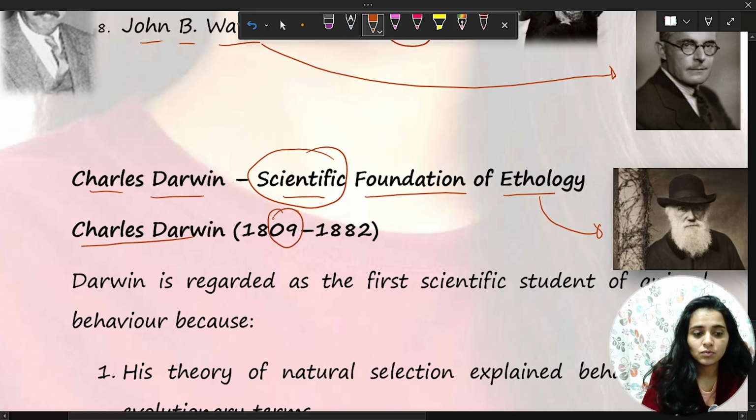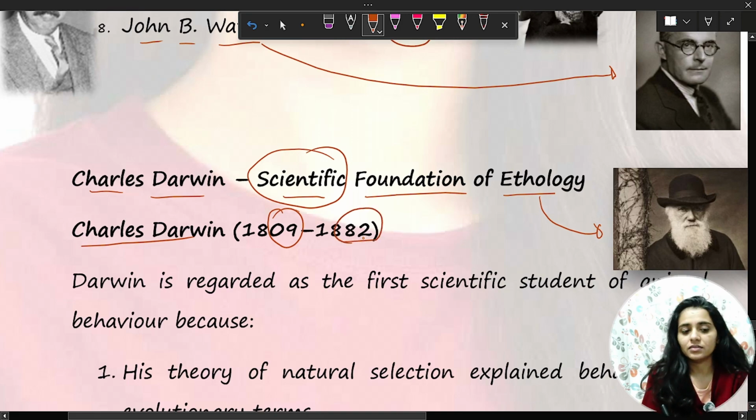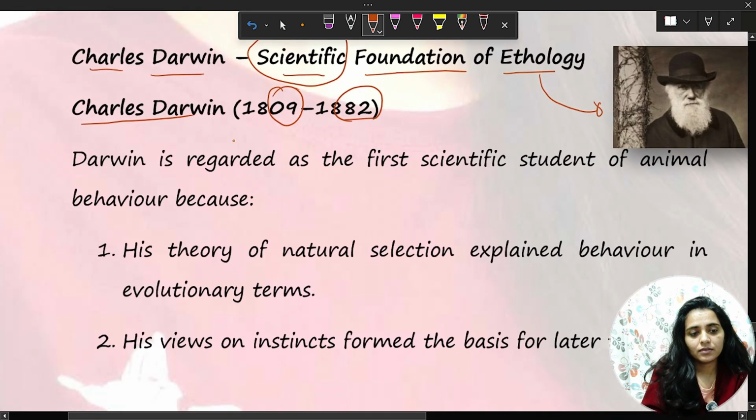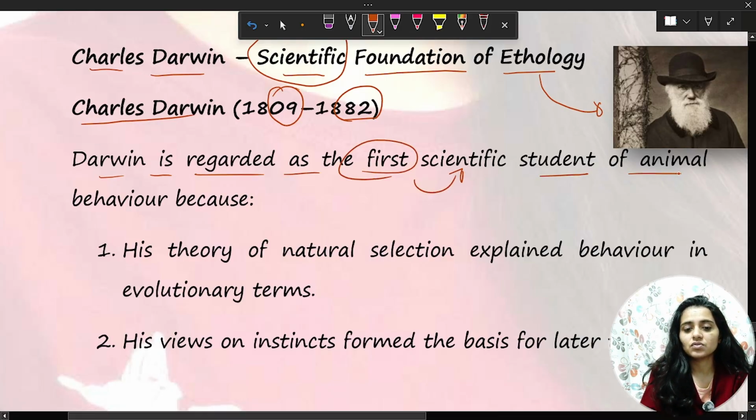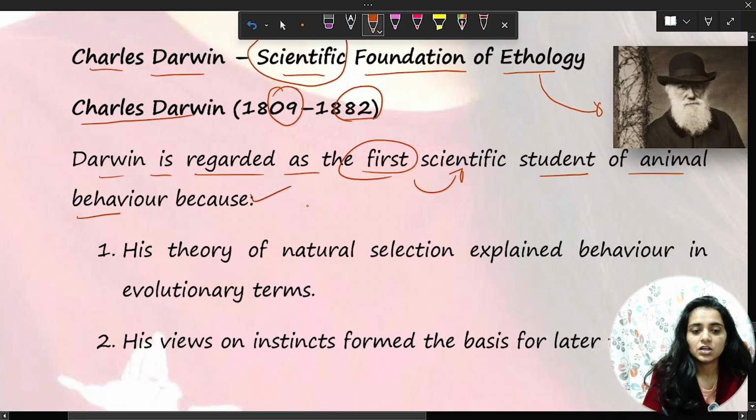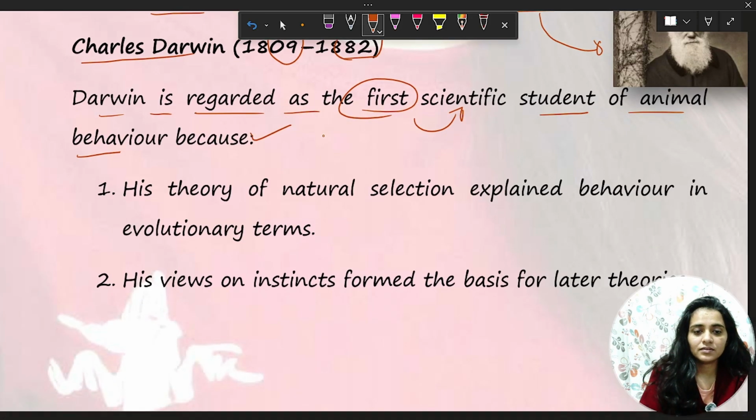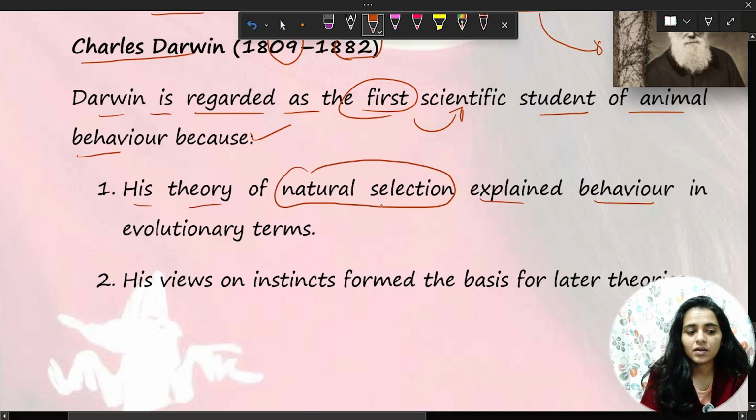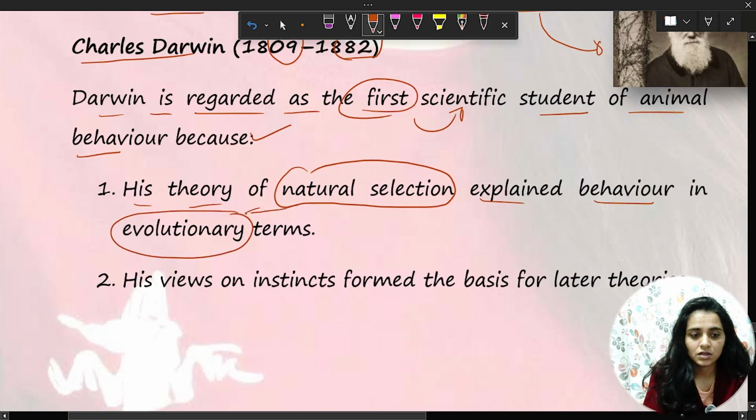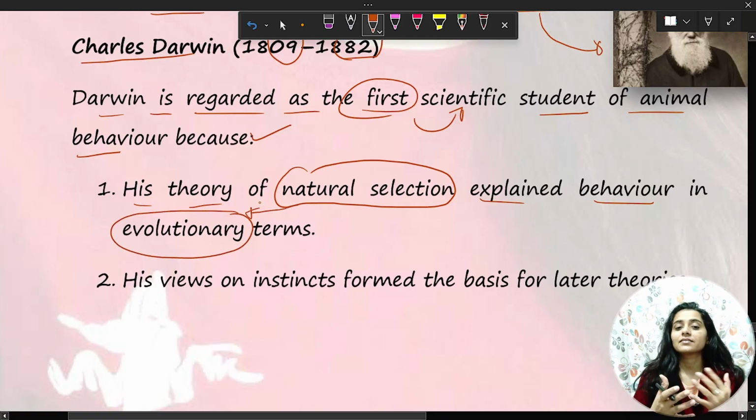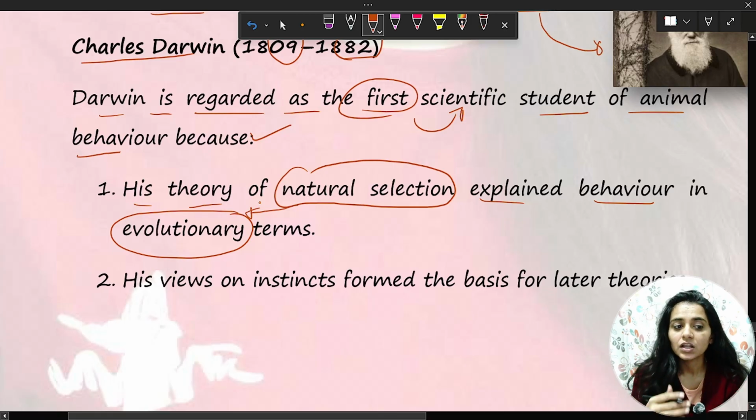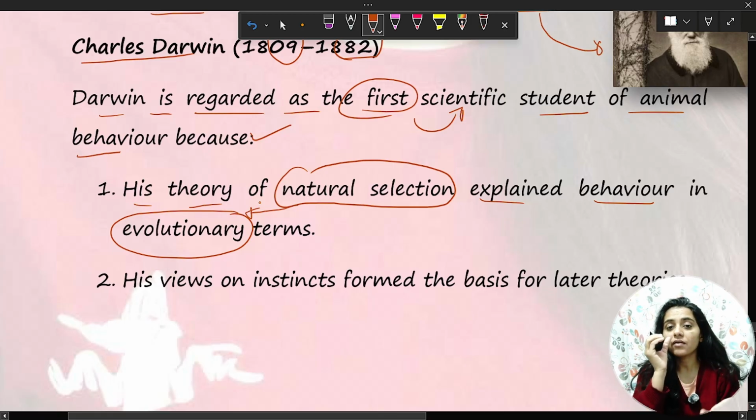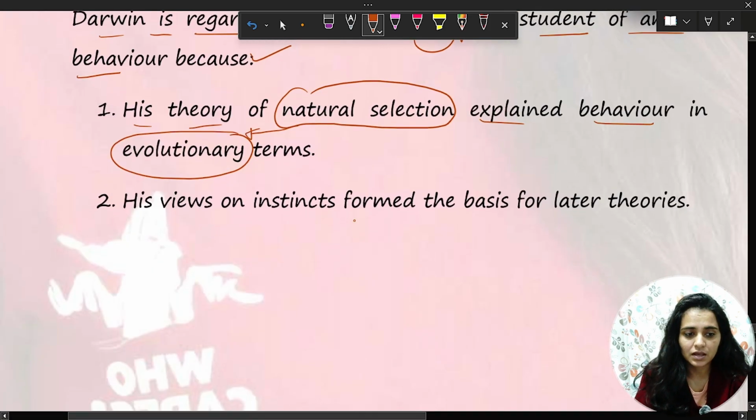So he was born in this year and died in this year. Darwin is regarded as the first scientific student of animal behavior. You can say he is the first scientific student of animal behavior. His theory, natural selection, explains behavior in evolutionary terms: how nature selects some specific behavior. So this explains the evolutionary terms of behavior.